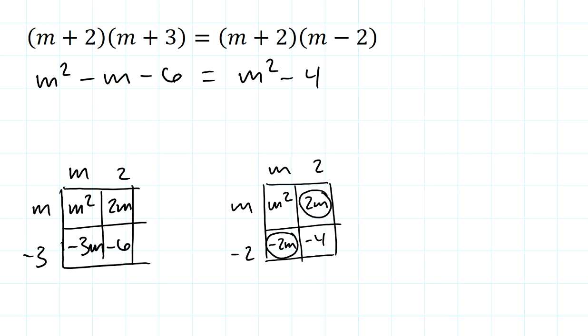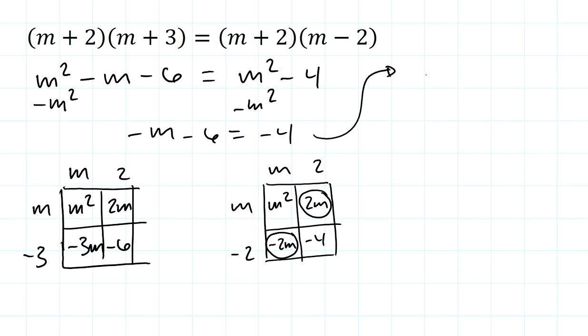Now, each side of this equation has an m squared, so I'm going to take away m squared from each side. The equation then becomes the opposite of m minus 6 equals negative 4. So I guess now what I'm going to do is go ahead and add 6 to both sides. You got to be real careful here.